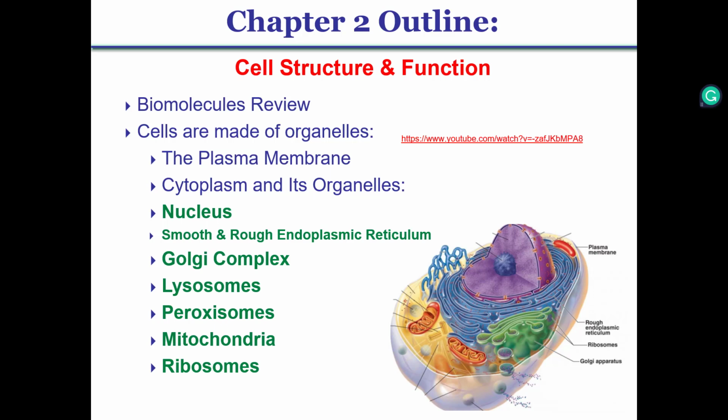So the main ones you're going to be responsible for are the nucleus, smooth and rough endoplasmic reticulum, Golgi complex, lysosomes, peroxisomes, mitochondria, and ribosomes. We'll talk about each of those individually as we go through this lecture.